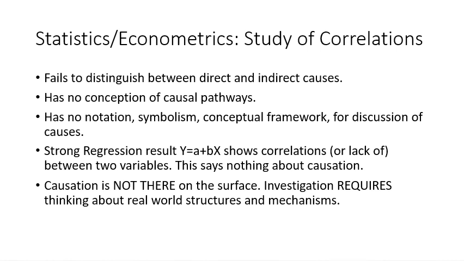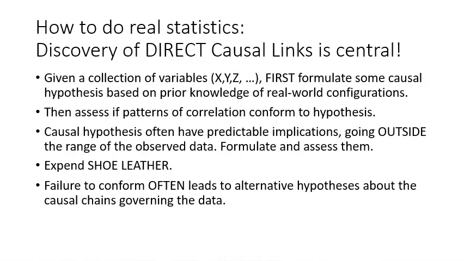Causation itself is not in the numbers. It is always there in the real world structures behind the numbers. Do real statistics. Basically, we have a collection of variables that we want to study. We don't go in with a blank mind, because there are so many different kinds of causal chains that are possible that it's not possible to start from scratch and discover causality. Instead, we go in with some hypothesis about the causal connections between these variables, and then we assess to see if the patterns of correlations that we can observe match our initial hypothesis. And causal hypotheses often have predictable implications which go outside the range of the observed data.